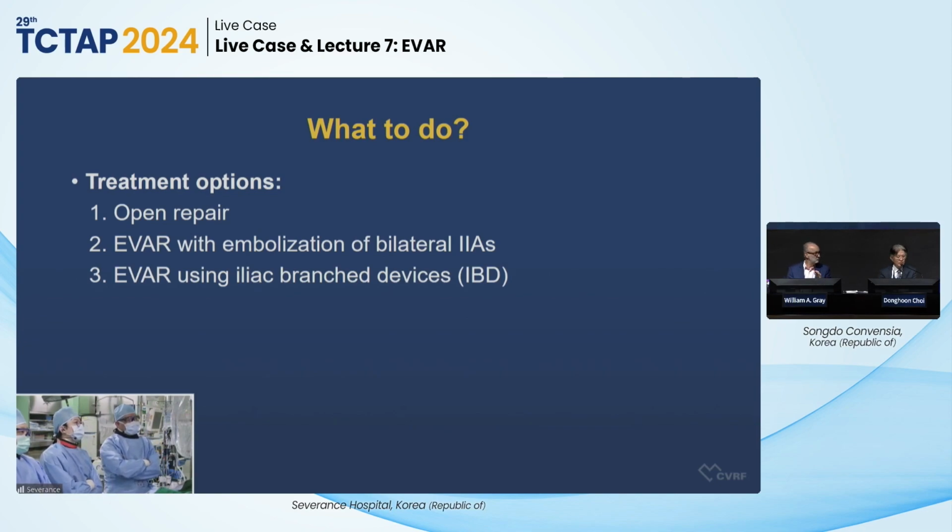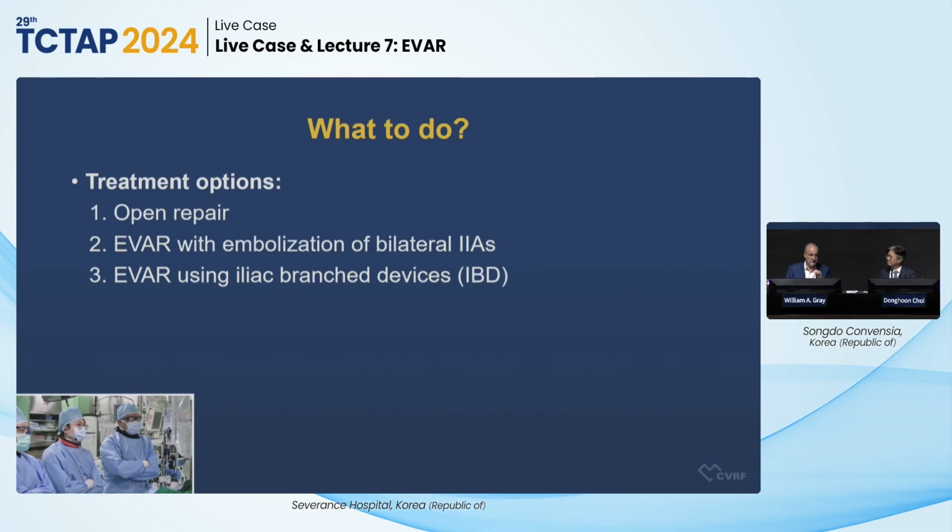Okay, Dr. Ko, we have 10 panelists from worldwide, so I'd like to ask some questions to the panelists. This is the main problem: the bilateral iliac artery aneurysm. Any comment or question?